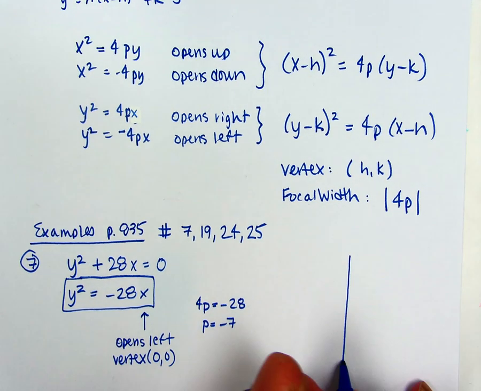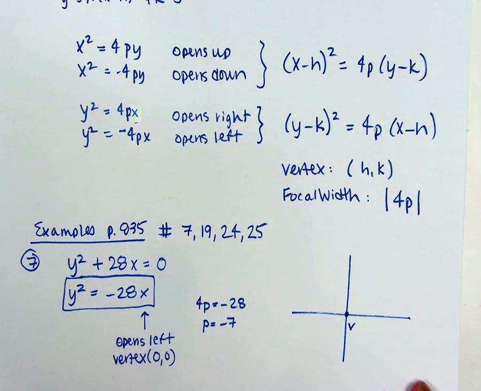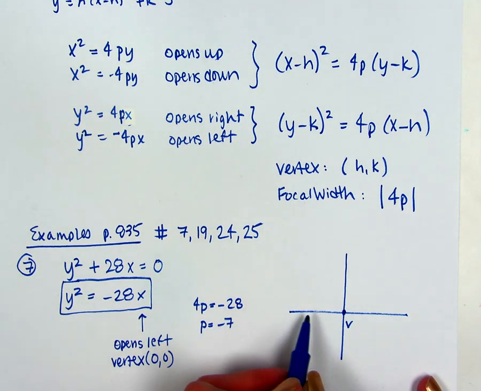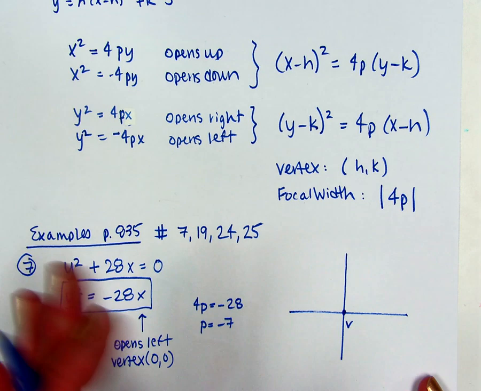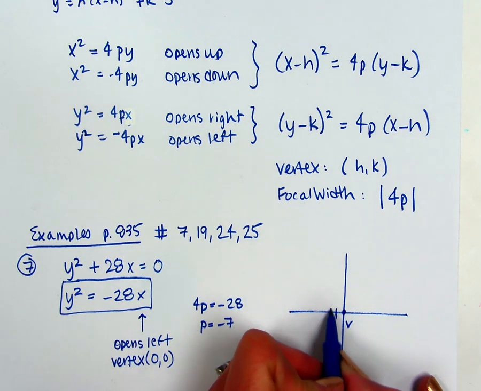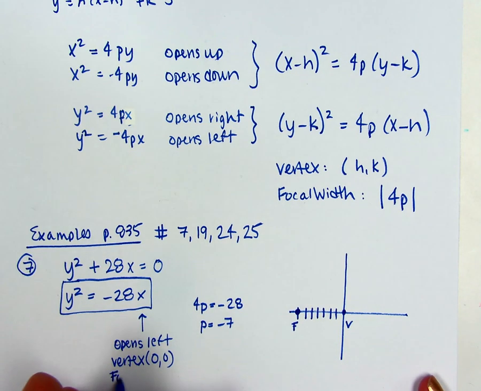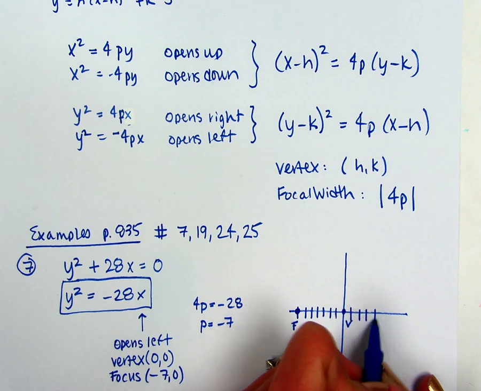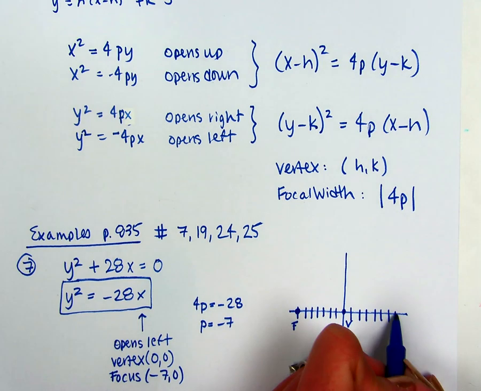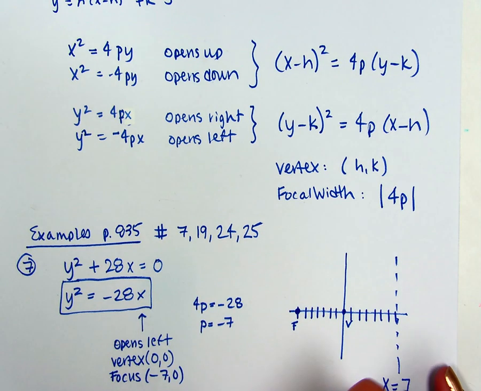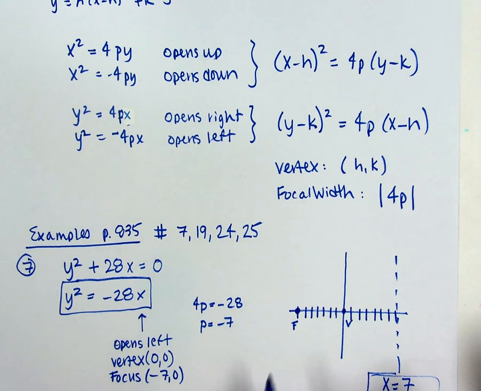All right, so I'm going to start at 0, 0. I'll label that as my vertex. It opens to the left. So since it opens to the left, my focus has to be on the left side, and it should be p units away. So here's my focus. That's at -7, 0. My directrix should be the same distance away. Now the directrix is a line, so that's a vertical line at x equals 7. All right, these are equidistant.